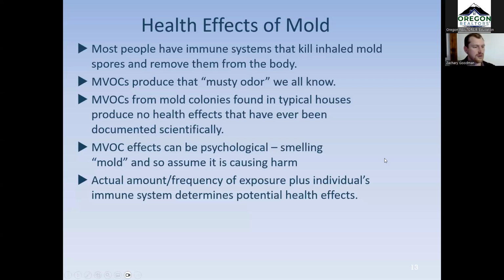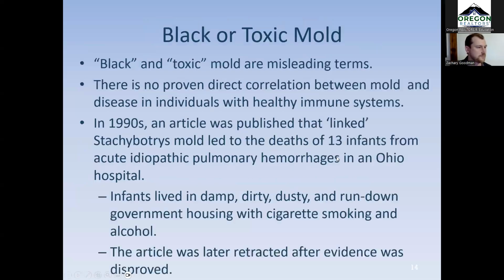The actual amount and frequency of exposure plus an individual's immune system really determines the potential health effects. Again, me, probably when I started in the industry, I could have been around mold for hours and it would have been fine. Now, 18 years in, if I go up in an attic, as I mentioned, there are some health effects that I notice.